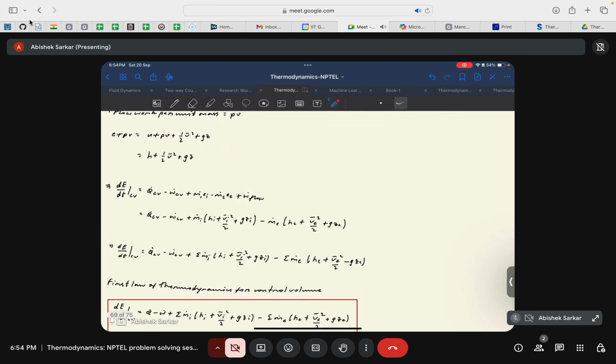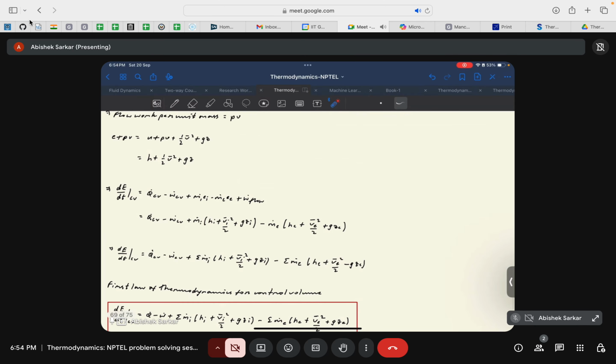So now, this is the net energy interaction with the flow that we get. Let me just show this one. There's a new parameter that comes in, enthalpy, rather than internal energy. Now we have an additional parameter, that is enthalpy.